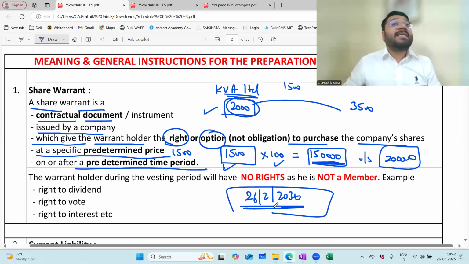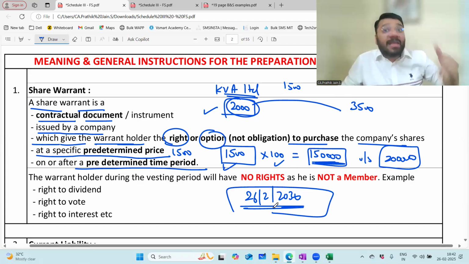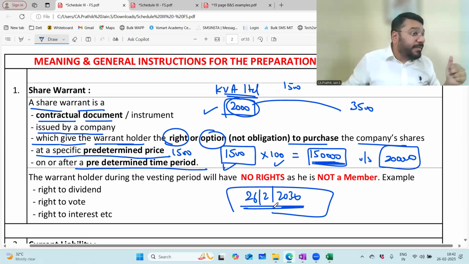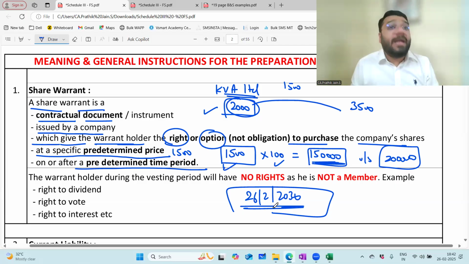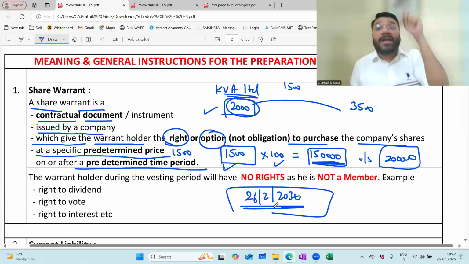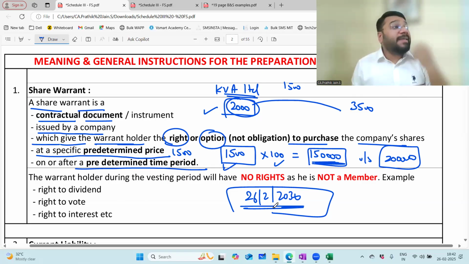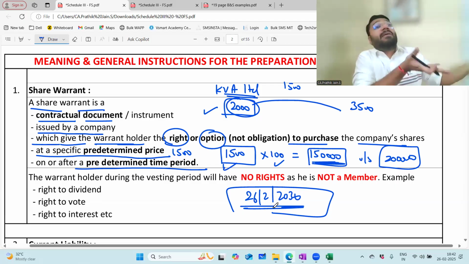Correct? So what is a share warrant? I'm giving the promise to the shareholder that after a stipulated period, I will make you the shareholder of my company. But the big question is, why should the person come and take your warrant? Because when you're giving the money to the company, the warrant holder does not become the member. Since he is not a member, he does not have voting right and he cannot get the dividend of the company. So why the hell will he pay the money to the company?